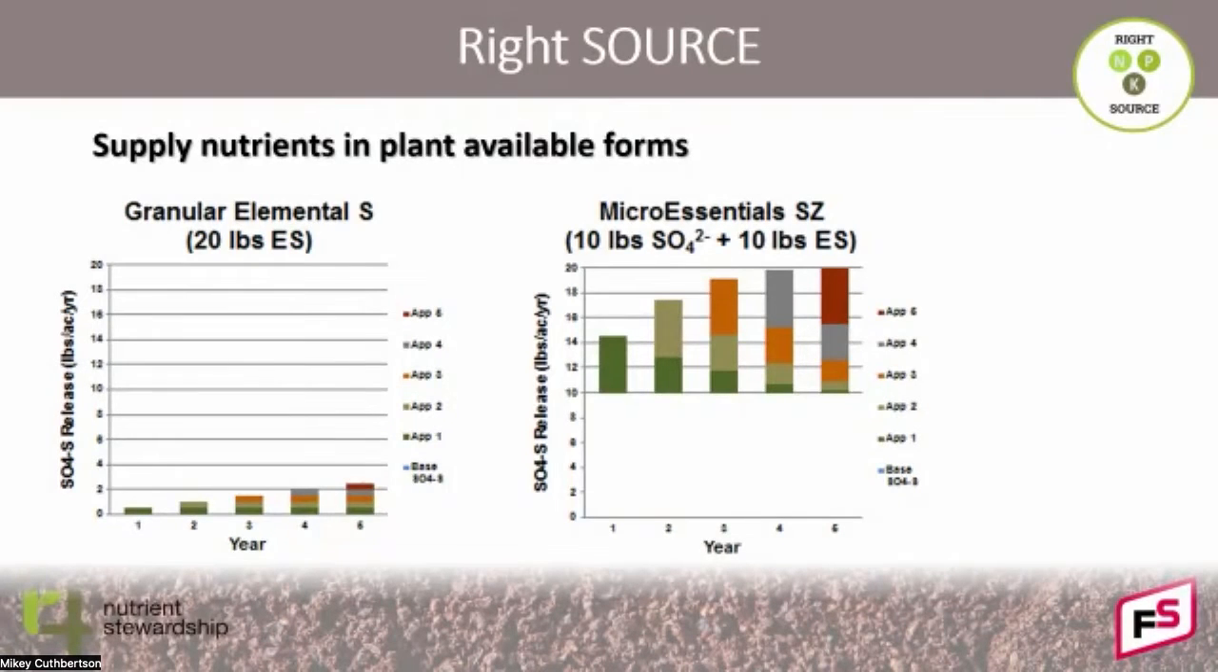So looking at that source and understanding, an example would be a premium product called Micro Essentials, that has both forms of sulfur in it. So you can apply that product, you're feeding the crop for this year, as well as building that bank for further on.